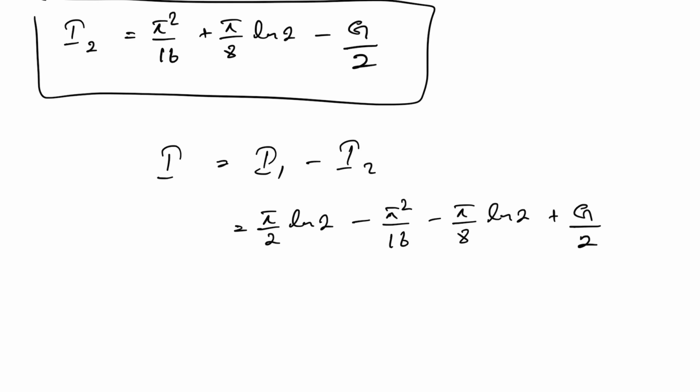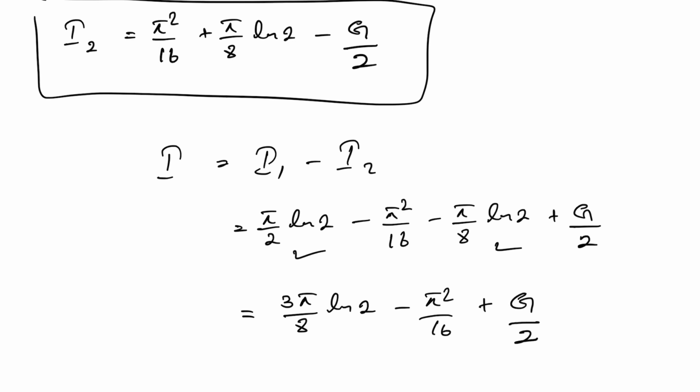Okay, let's simplify. So here natural log of 2, here minus pi over 8 natural log of 2. So we know 3 times pi over 8 natural log of 2 minus pi squared over 16 plus G over 2. Okay, this is the answer for this integral.